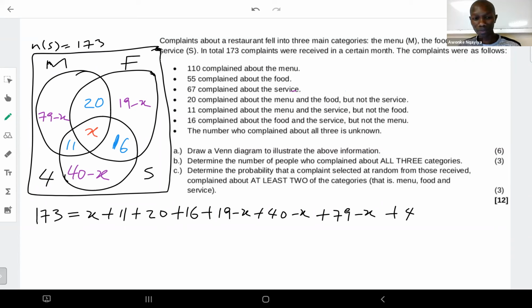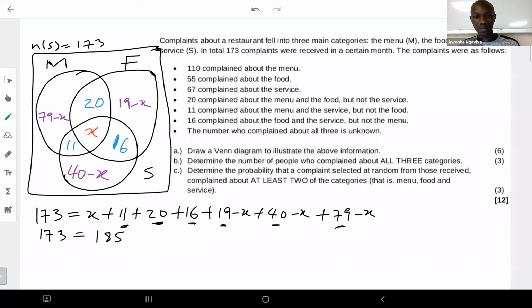If there was a 4 over there, we would add that 4 as well. Are we still together? But there is no 4, so we're not going to add it. 173 is equal to, let us deal with the constants first. The first constant is 11. We add it to 20, to 16, to 19, to 40, and then to 79. And that gives us 185, if my calculator is correct.